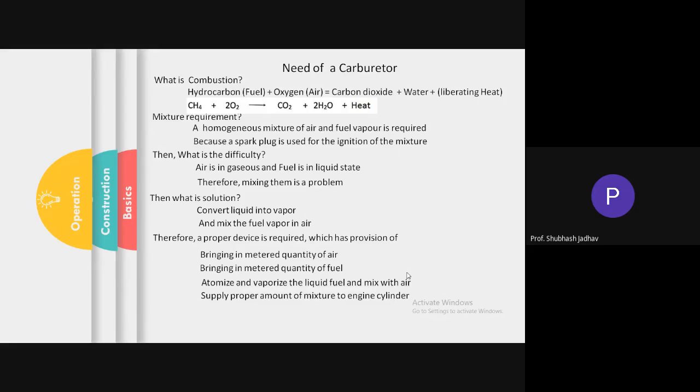So why do we require a carburetor? All these things we have discussed are made possible by what we call a carburetor. What is made possible?